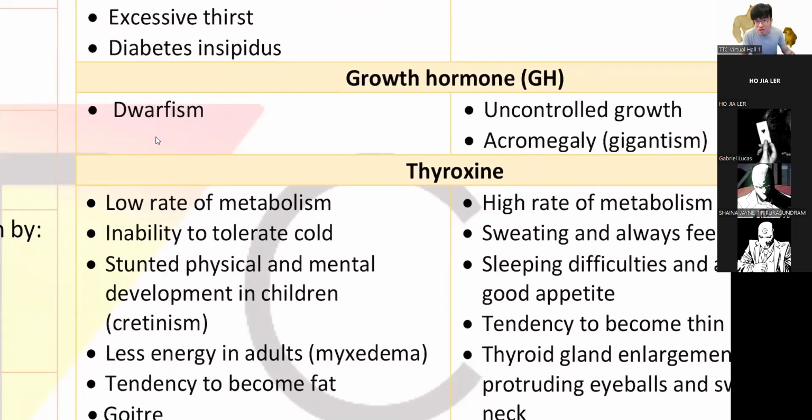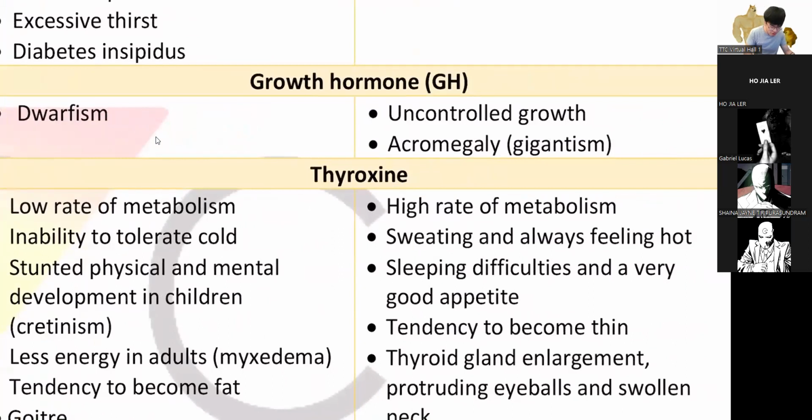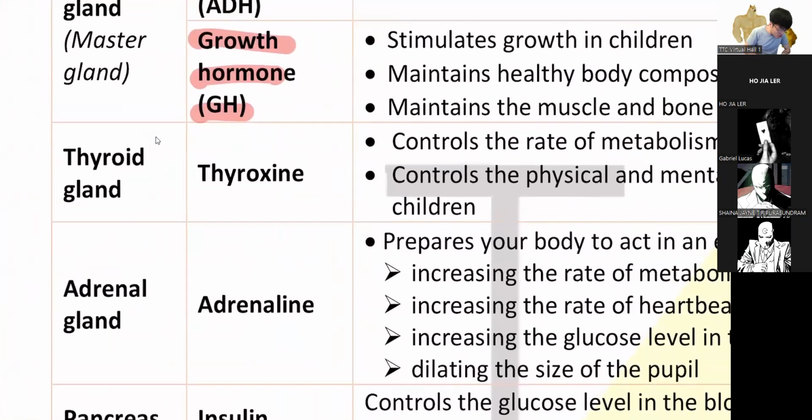But if you have too much of it, you have uncontrolled growth. You're like 7 feet. Guys, 7 feet, you're like a flagpole in Malaysia already. 7 feet is like 210 cm. You want to be like that? Okay. And of course, you get acromegaly. That means your bone and facial features will change. You will get that boxy face. Okay, I'll talk about that next week. So anyway, this is growth hormone.